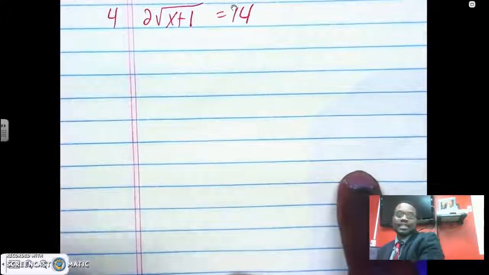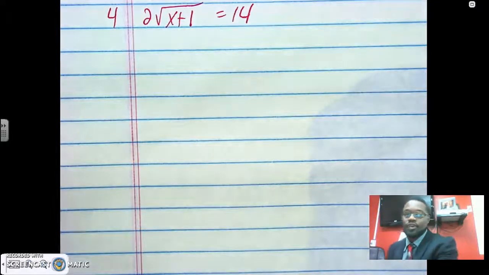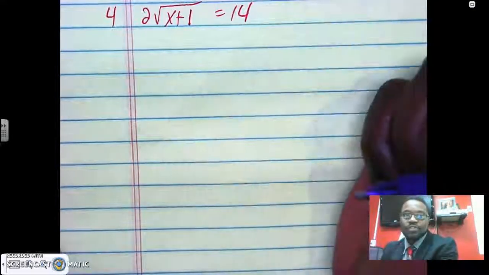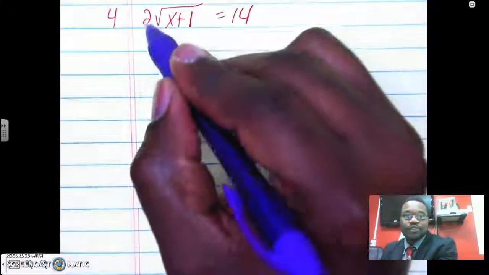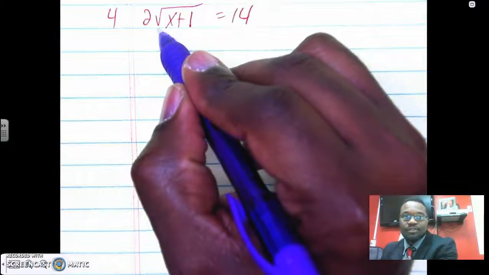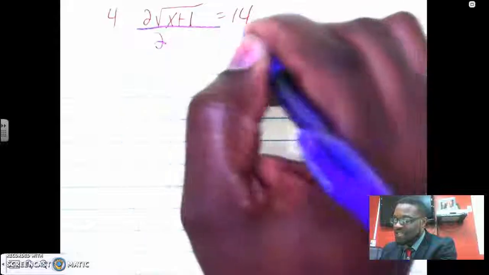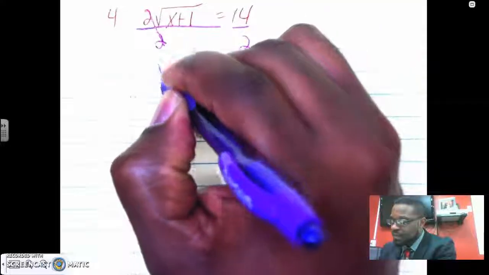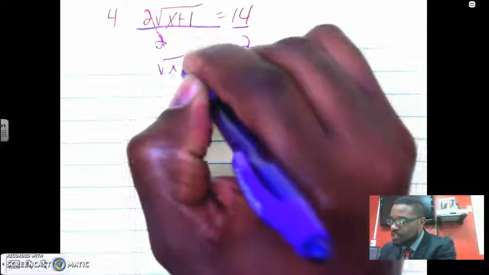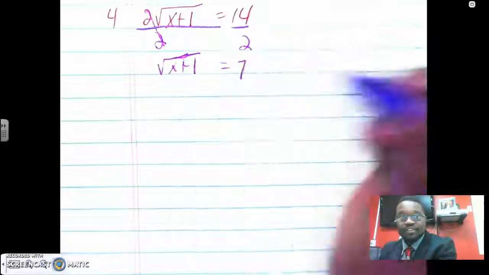Alright. I need to solve for x. But in order to do that, I have to make sure that my radical is isolated. Notice the 2 that's right next to the radical. That means multiply. You need to make sure you understand that. You can't subtract that 2 away. So I do the inverse of multiplication, which is division. Those cancel out. And I'm left with the square root of x plus 1 equals 7.